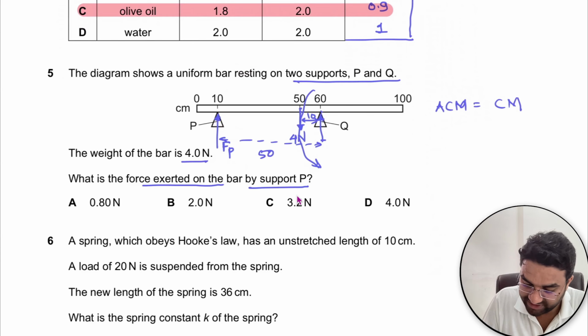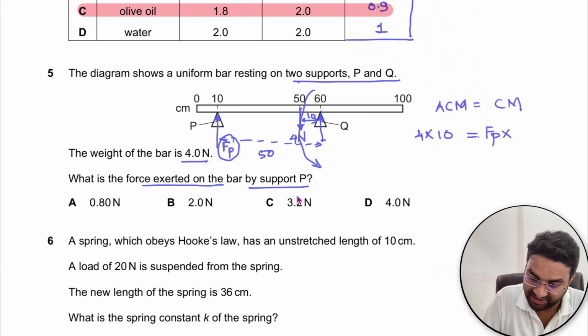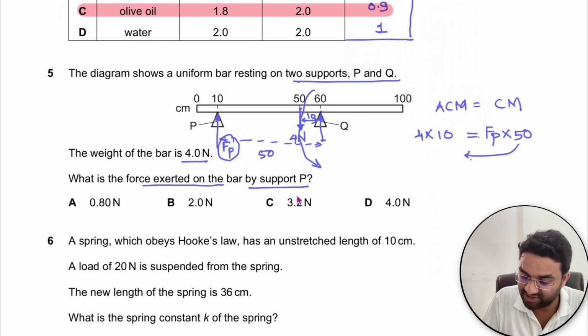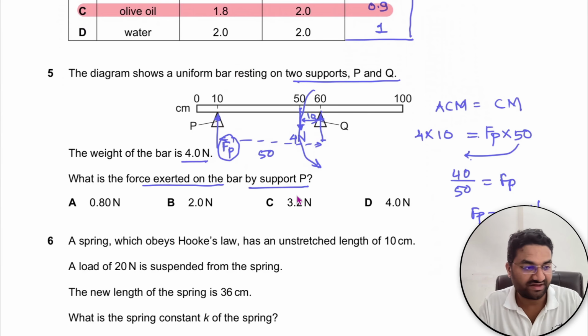So anti-clockwise, 4 times 10, is equal to FP. FP times the distance, which is 50. So transfer this 50 to the left. So 40 over 50 is equal to FP. And FP we will get is basically 0.8 Newton. That's it. That's the answer.